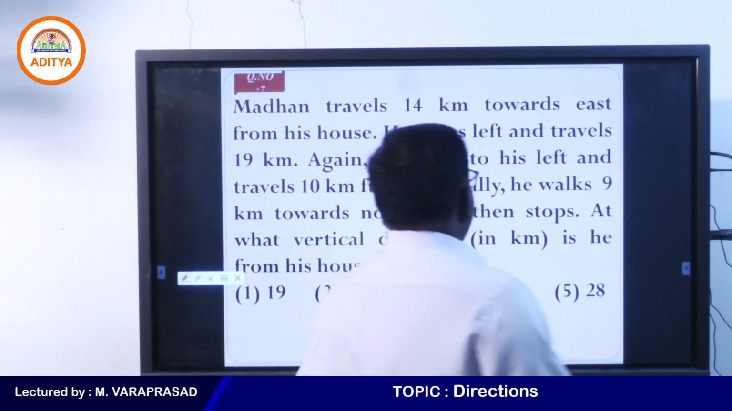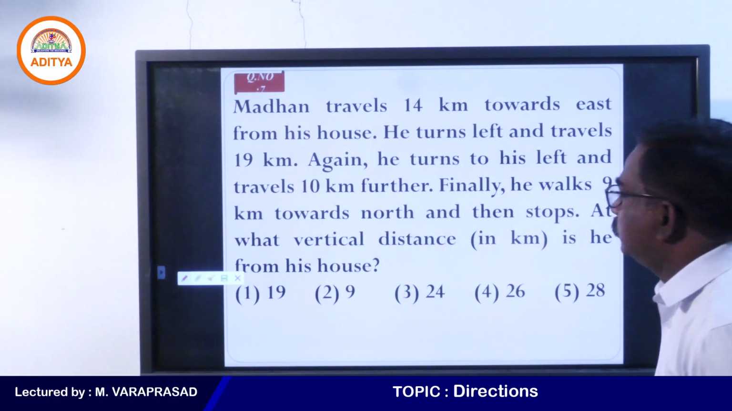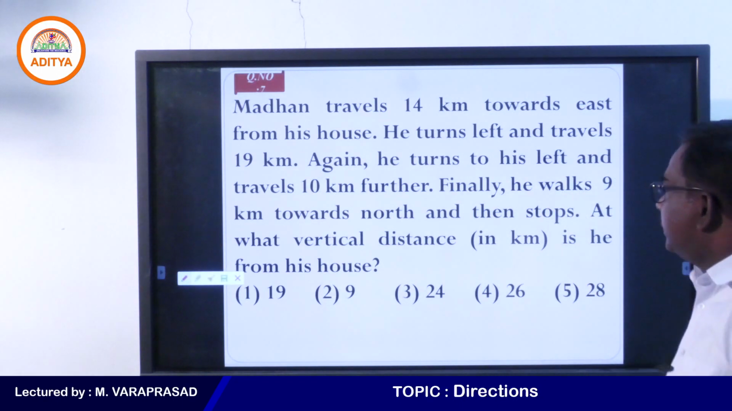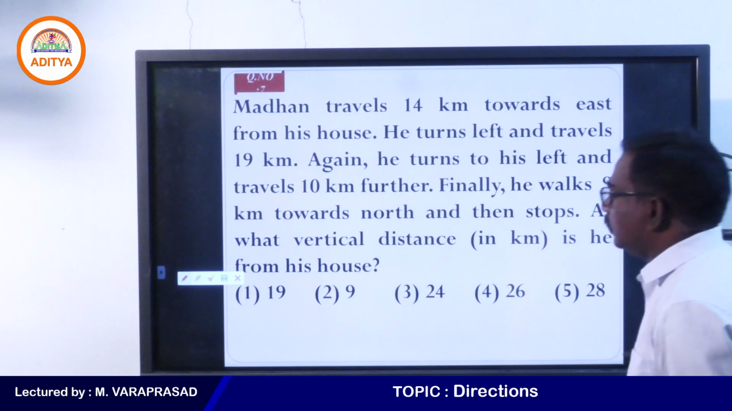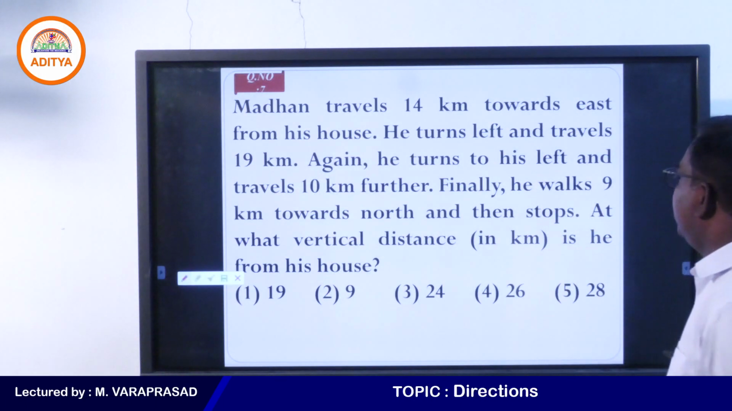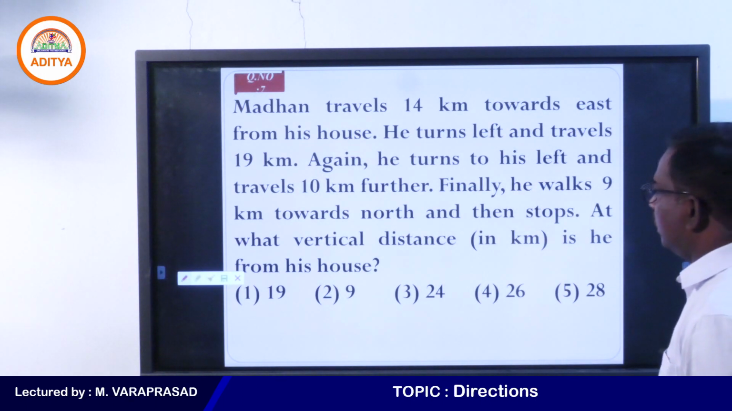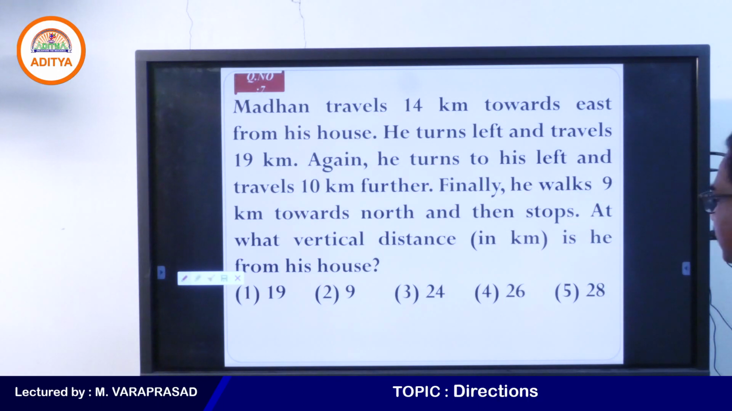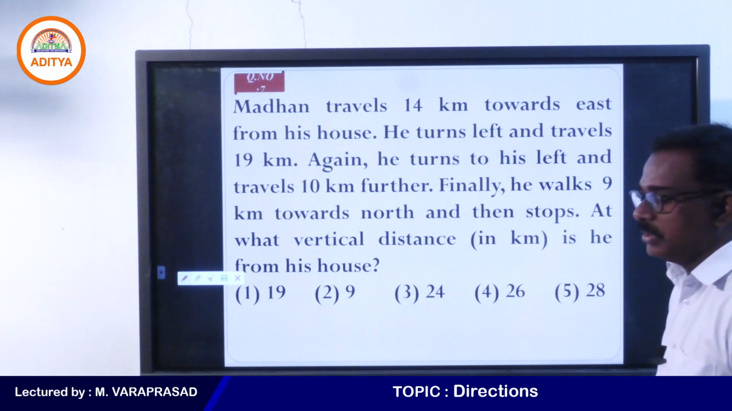Madhan travels 14 kilometers towards east from his house. He turns left and travels 19 kilometers. Again he turns to his left and travels 10 kilometers further. Finally, he walks 9 kilometers towards north and then stops. At what vertical distance in kilometers is he from his house?